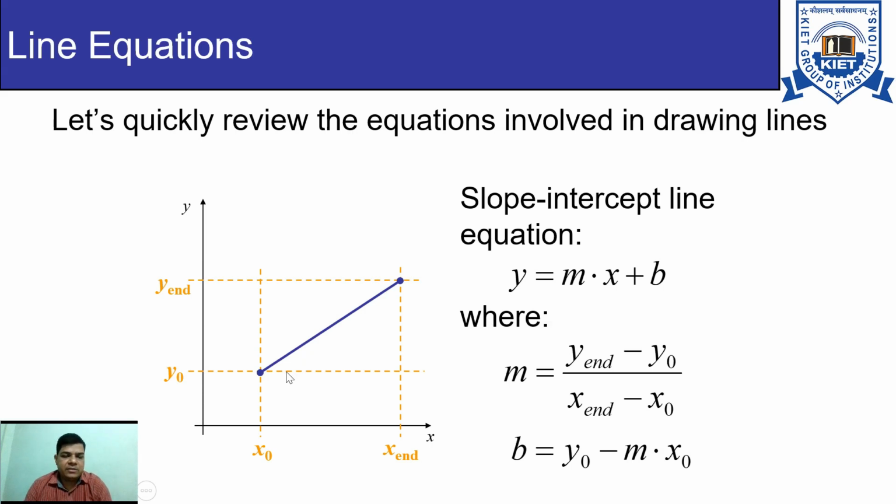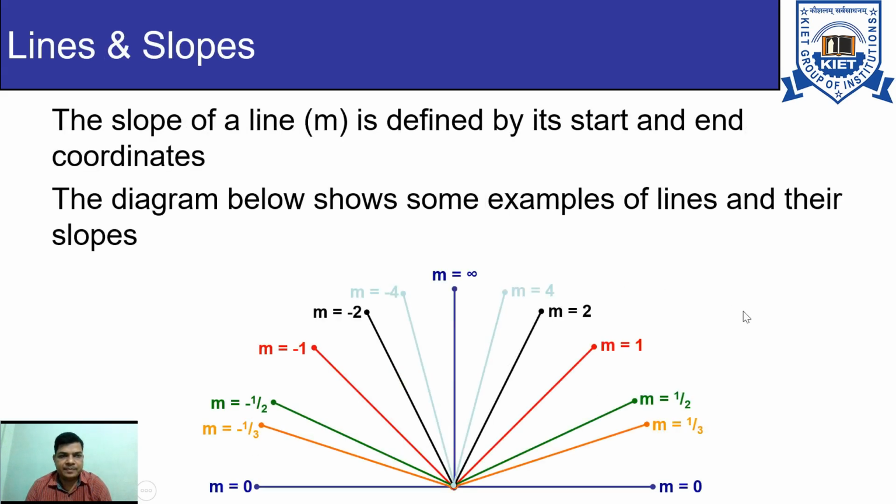In this diagram we can see that there is a line which has an initial point x0, y0 and the final point x end, y end, and from these two points we can easily calculate the slope, that is m, and the intercept, that is b, of any line. Here is a diagram representing various lines, and the slope corresponding to each line has already been given in this figure. The slope of a line m is defined by its start and end coordinates. The diagram below shows some examples of lines and their slopes.